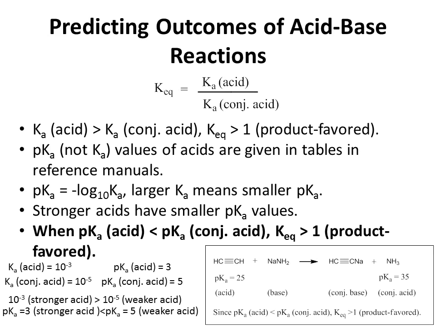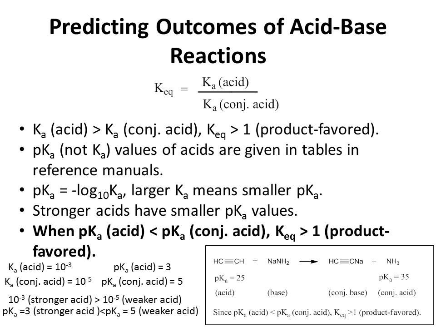So let's look at the example. You have a pKa for acetylene, that's the HC triple bond CH compound, which is 25, that's for the acid, but that's reacting with the base, NaNH2, sodium amide, that forms sodium acetylide, the HC triple bond CNa, plus ammonia, NH3. Ammonia is our conjugate acid. Its pKa is 35. Again, these will be found on tables for these two compounds.